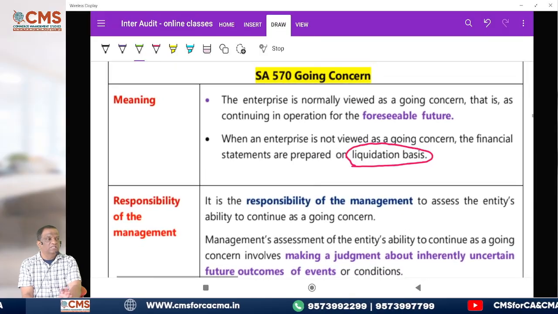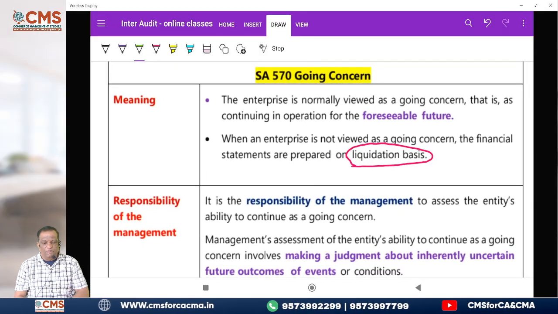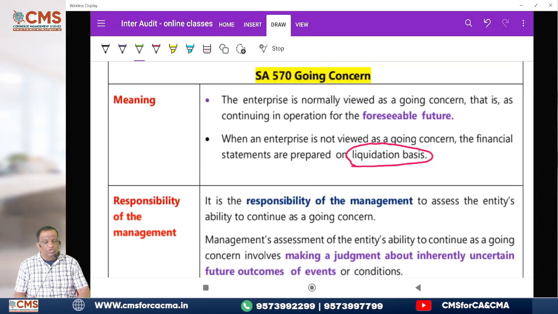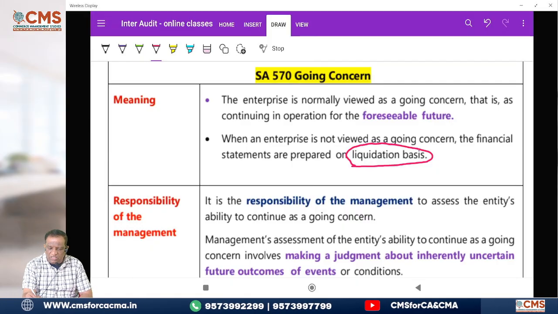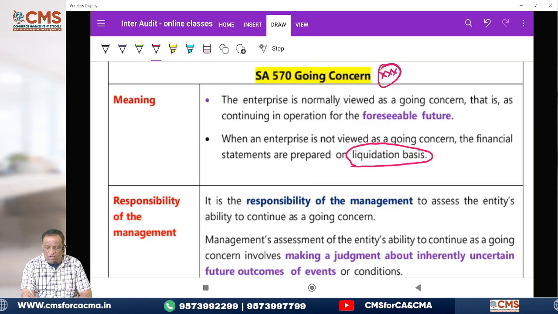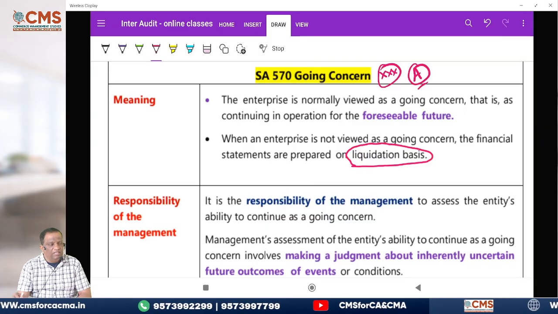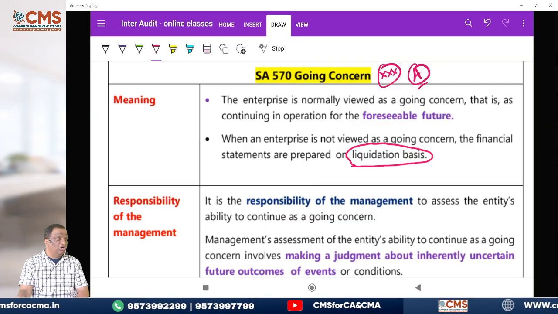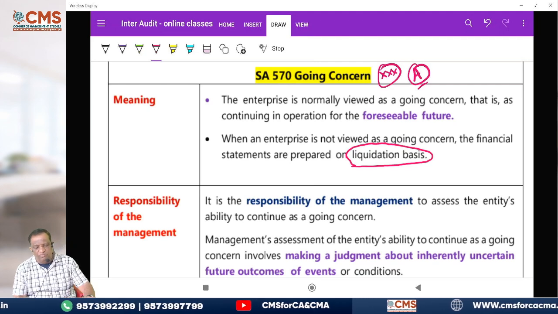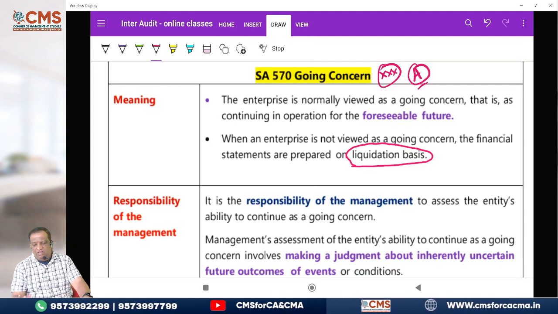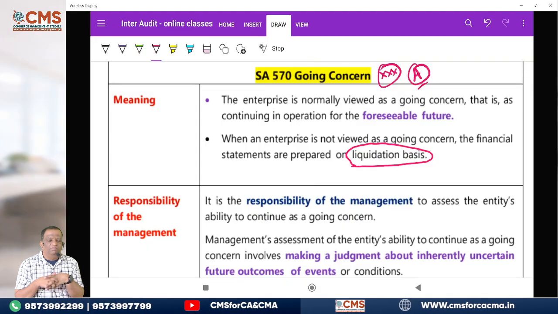Now, since you are already aware of it, let's revise this. This is most important. You can take it with 3 stars in our traditional way, or mark it as a category. In this chapter, this standard you should not miss, because the probability of a question to come from this chapter is very, very high. Now you tell me, what do I mean by going concern?